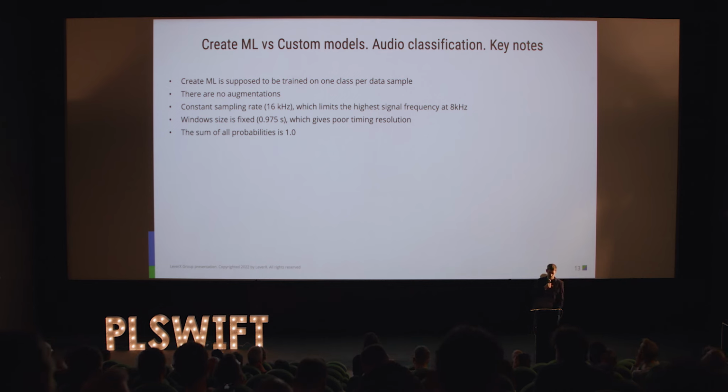CreateML is supposed to be trained on 1 class per data sample, and that's not always the case. There is no augmentation at all, so you cannot just add noise to your audio automatically. You need to do it manually, so it can be done using CreateML. The constant sampling rate is 16 kilohertz.